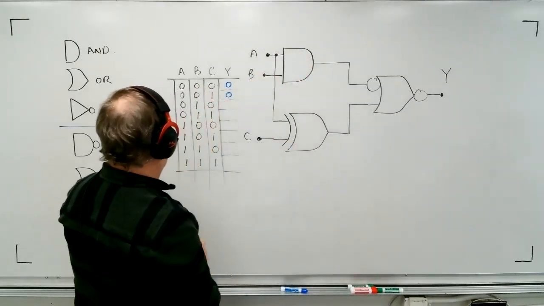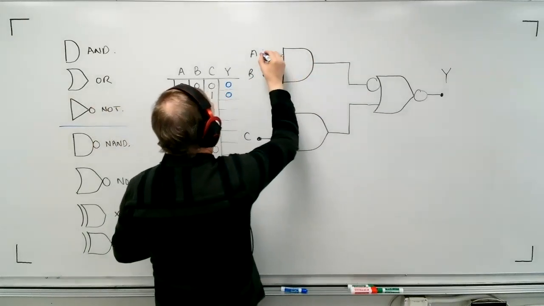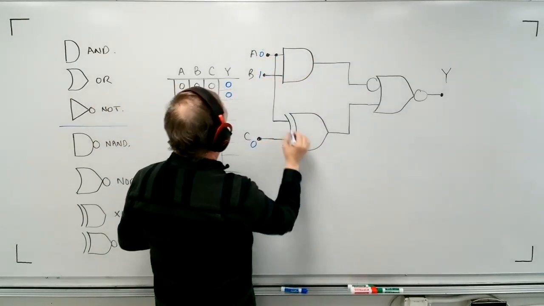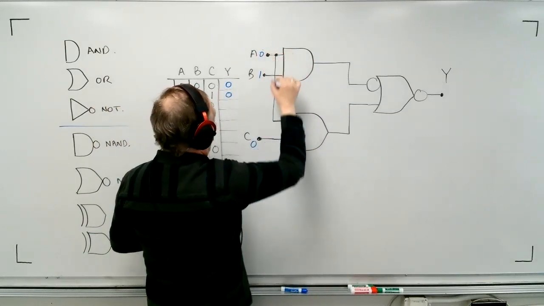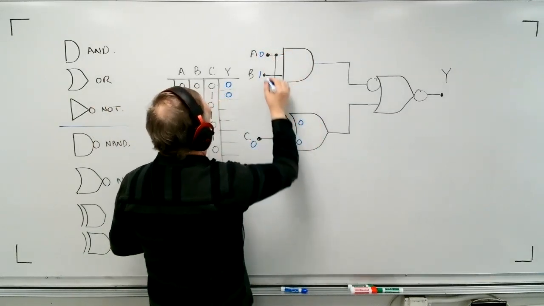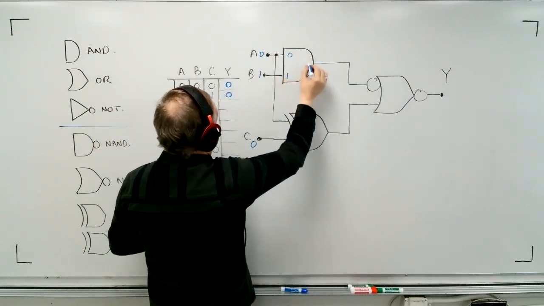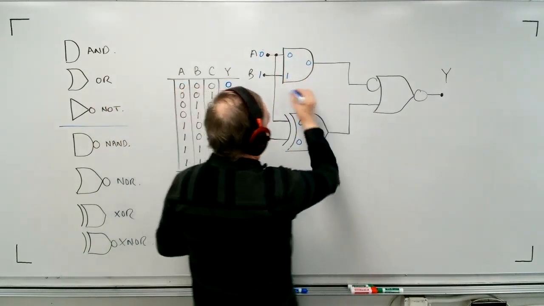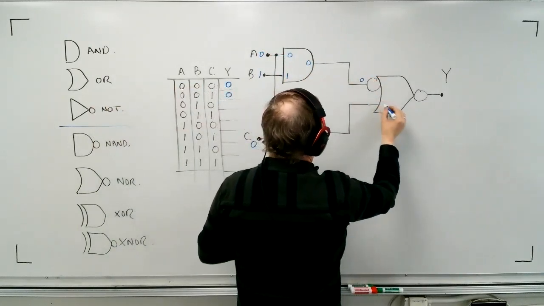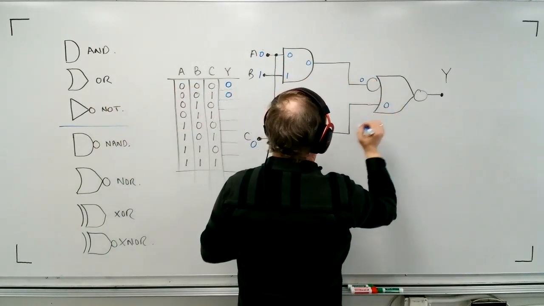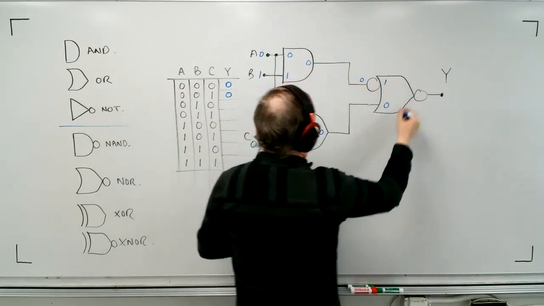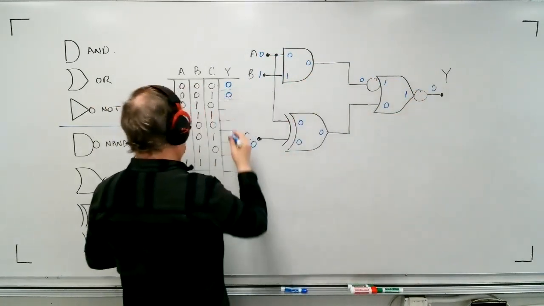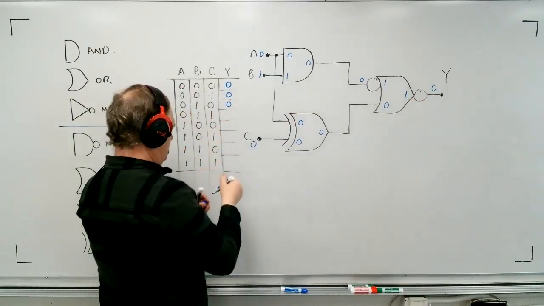Let's look at the next one. 0, 1, 0. So I've got 0, 1, 0. That makes this a 0. This is A. So this is a 0. This is 0, and this is 1. That makes a 0 there. 0 and 0 makes a 0 here. This makes this a 0, and I have 0 here, and this becomes 1. This becomes 1, and that's still 0. Still 0. No output.